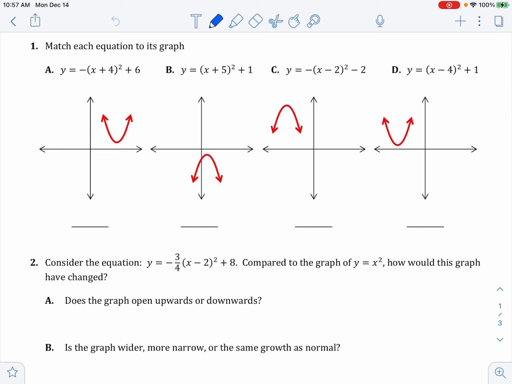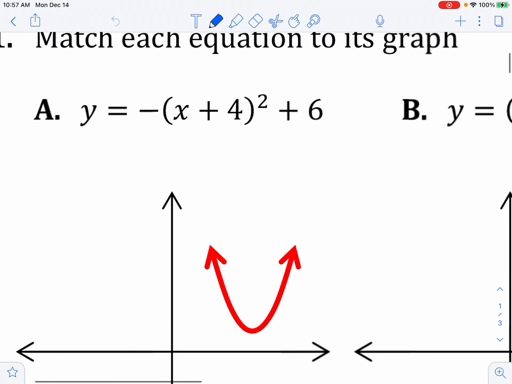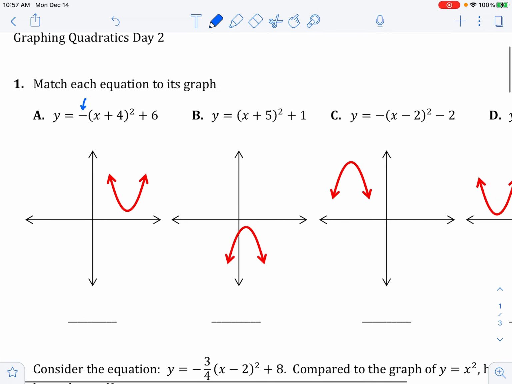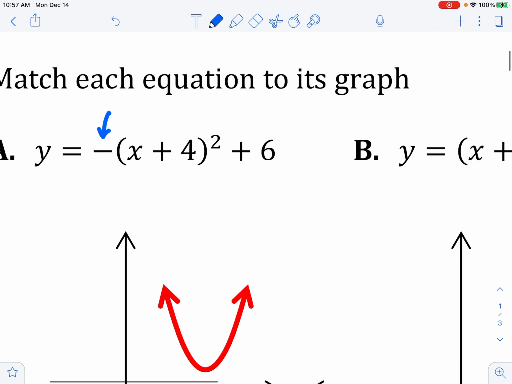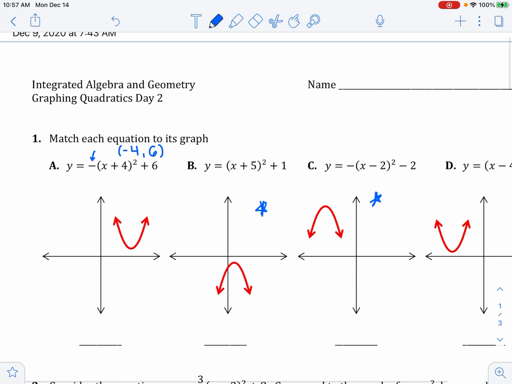So how I would do it is I would look in the front, look at the A value, and I notice that this one's negative. That means it's a downward facing graph. So I know it has to be either this one or this one. So now I'm going to use the vertex for help. The vertex, this is left 4 and up 6. So I'm looking for a vertex that is moved to the left and up. This vertex is not moved to the left and up. This vertex is moved to the left and up. So therefore, I know that that has to go with A.